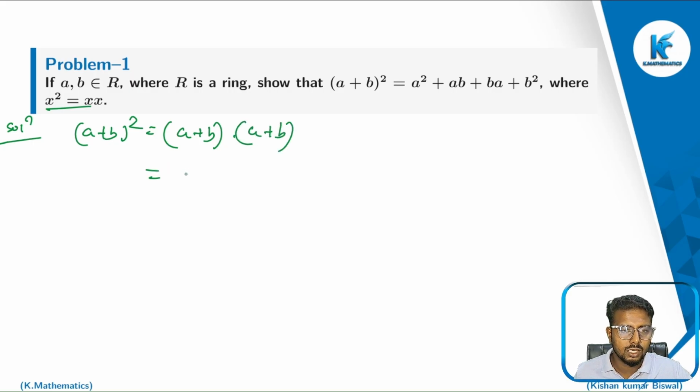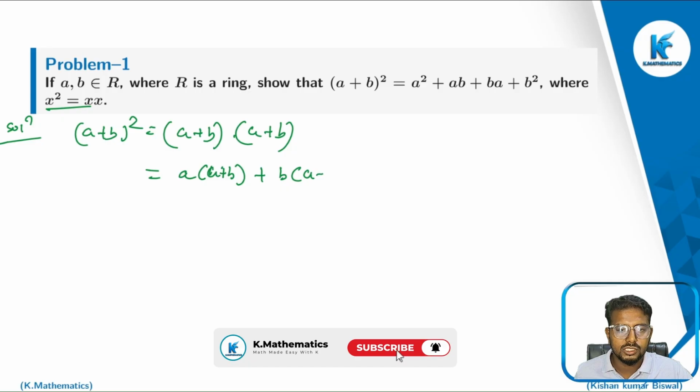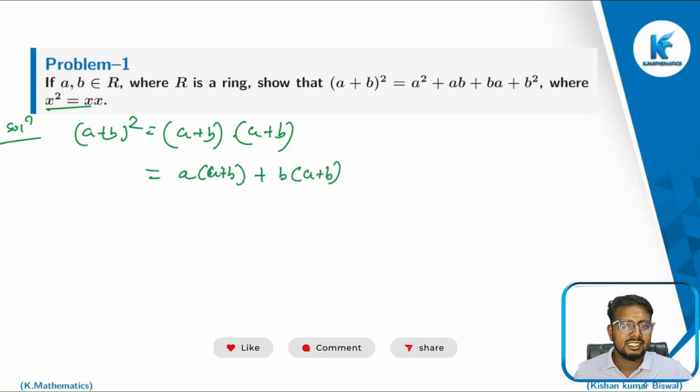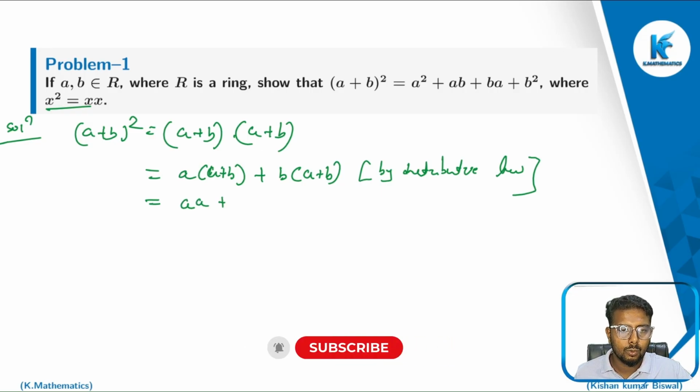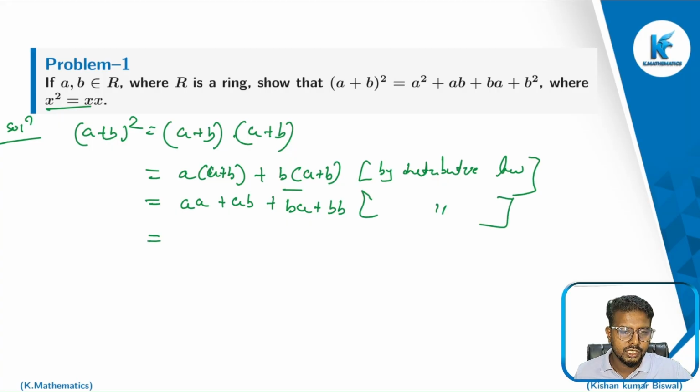So this is equal to a into a plus b plus b into a plus b by distributive property of ring. Again, by distributive property of ring, this is equal to a into a plus a into b plus b into a plus b into b. So here this is equal to a square plus ab plus ba plus b square.